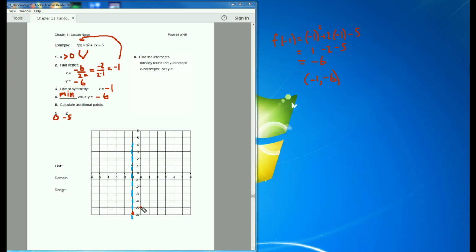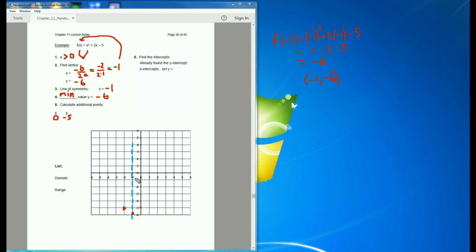Now here's what I'm talking about with the symmetry. Okay, this is going to be perfectly symmetric around this line. So in other words, from the vertex here, we went over 1, up 1. Therefore, we can add in another point on the other side of the line if we just go to the left 1 and up 1. So this is also a point. The point -2, comma, -5. And we don't even need to calculate it.